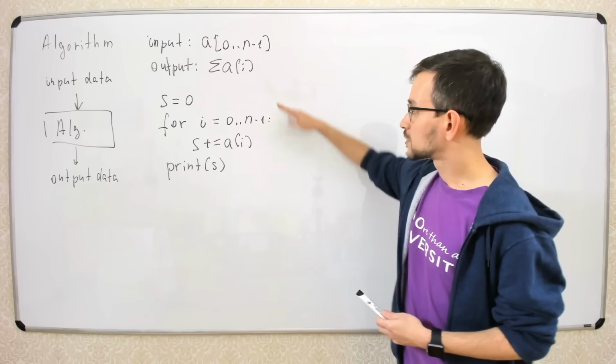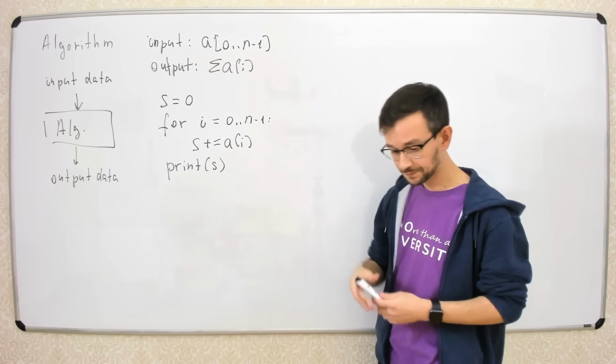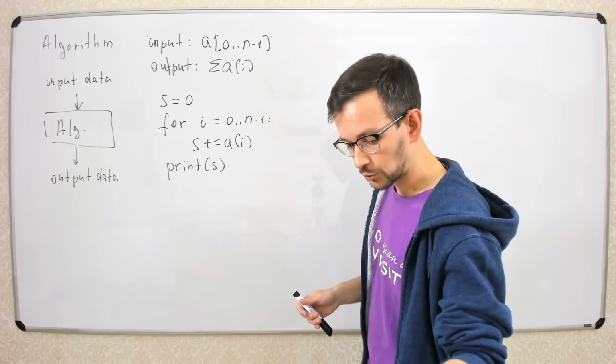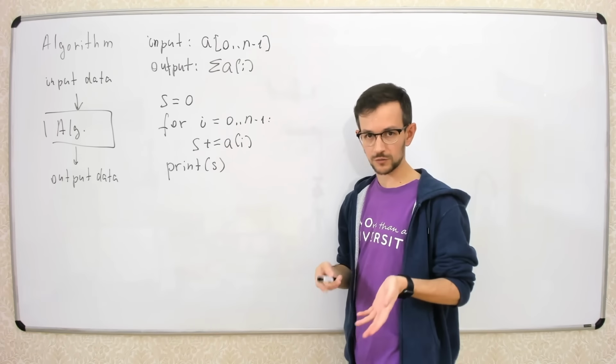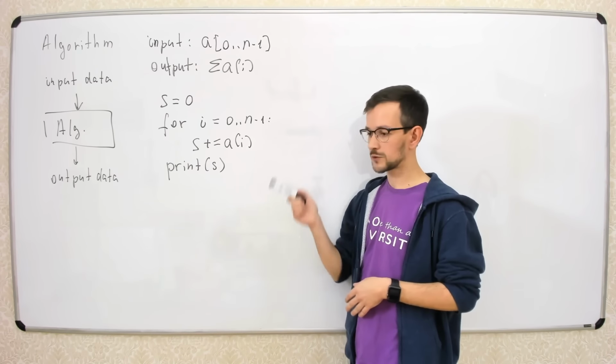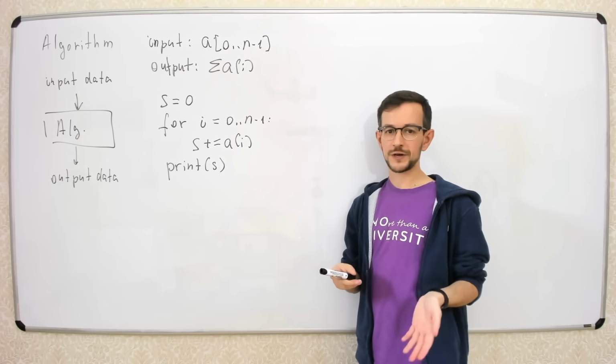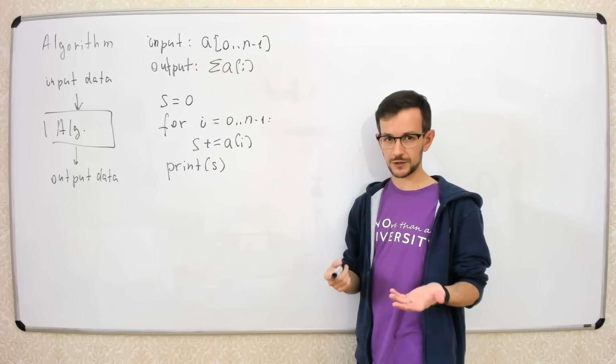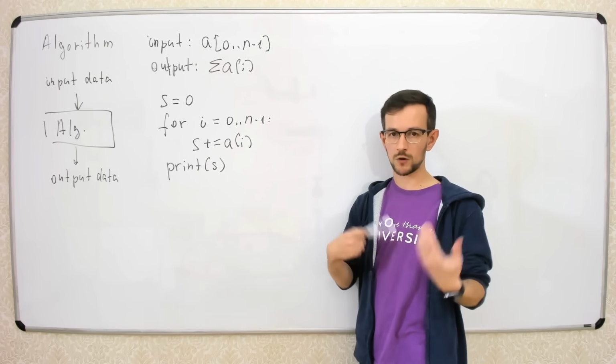Okay, let's go. So we have this algorithm. How do we see if the algorithm is good or bad? Some algorithms are better than other algorithms. To see if an algorithm is good or bad, one of the main characteristics is the time complexity. It's basically the time spent by your algorithm.